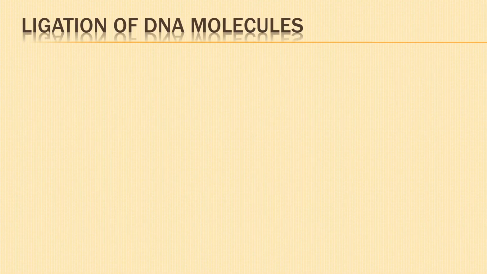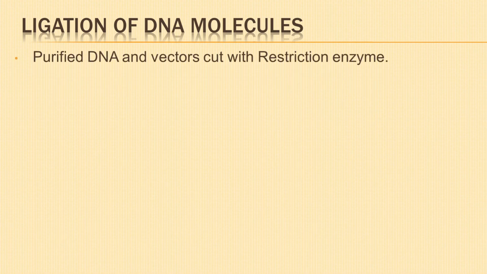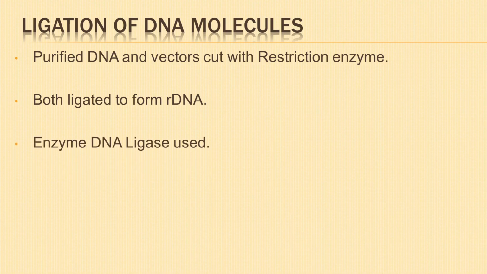Fourth step in recombinant DNA technology is ligation. The purified DNA and the vectors are cut with the same restriction enzyme. Both are ligated by mixing vector DNA, gene of interest, and enzyme DNA ligase to form the recombinant DNA. Enzyme DNA ligase is used to covalently link the two strands into a molecule of recombinant DNA.